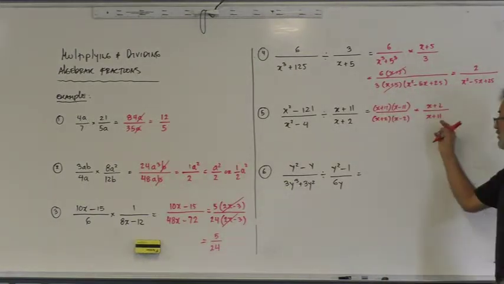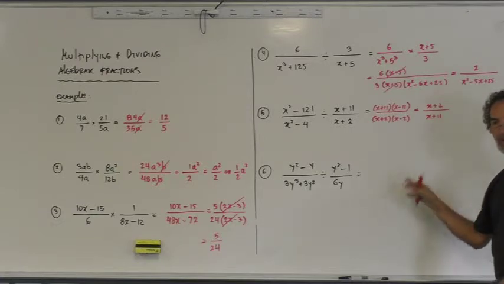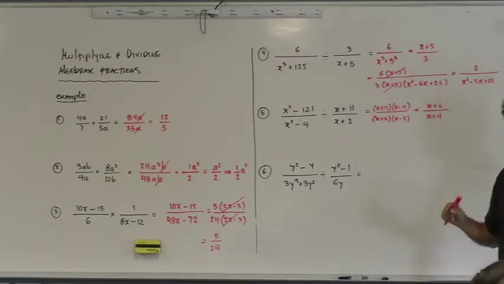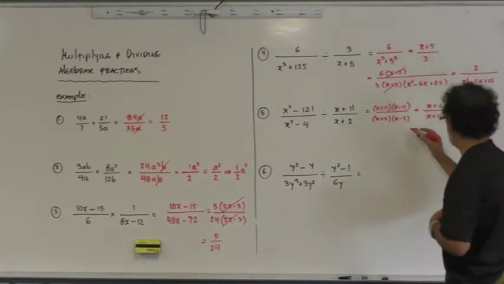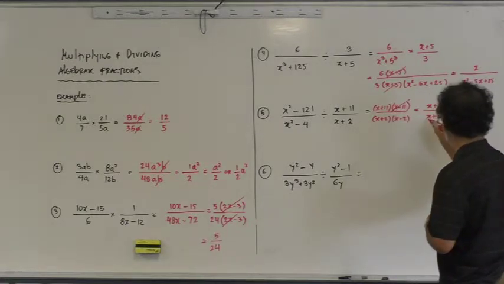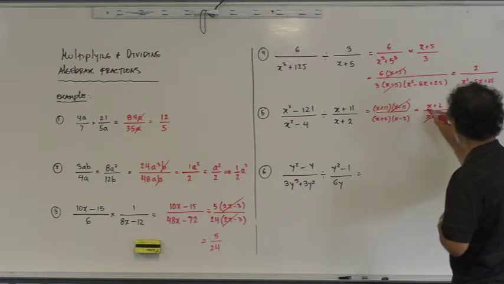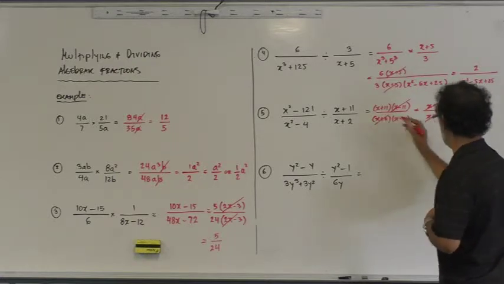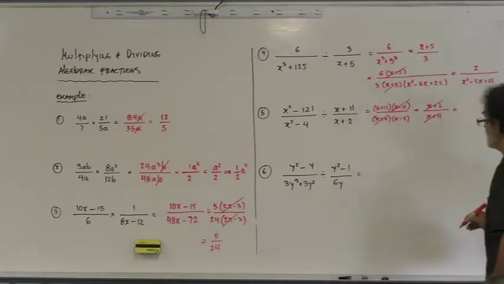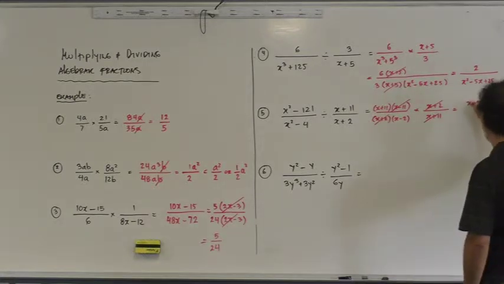And then you can see, whenever you're doing this question, at the end you're going to have common factors. And then we can simplify. So this will go with that one, and this will go with that one. So that means that the final answer is going to be x plus 11 over x minus 2.